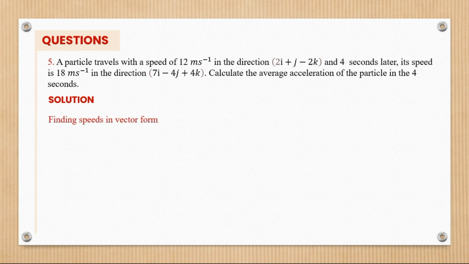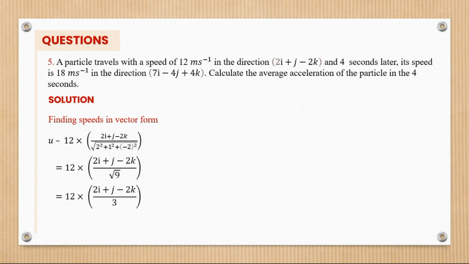As you can already see, initial speed and then the value of v is also given. So we're going to first convert those speeds into vector form. u has been given as 12, so we're going to multiply by the unit vector of the direction. As you can see, root of 9 is 3. Now 12 times a third is going to give me 4, so I have 4 times (2i + j − 2k), which shall be 8i + 4j − 8k meters per second. So now I know the initial speed in vector form.